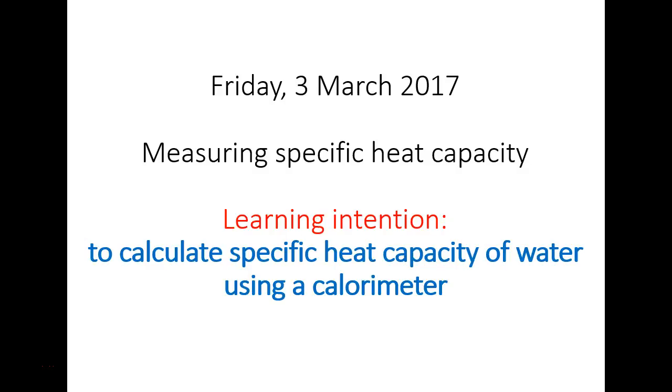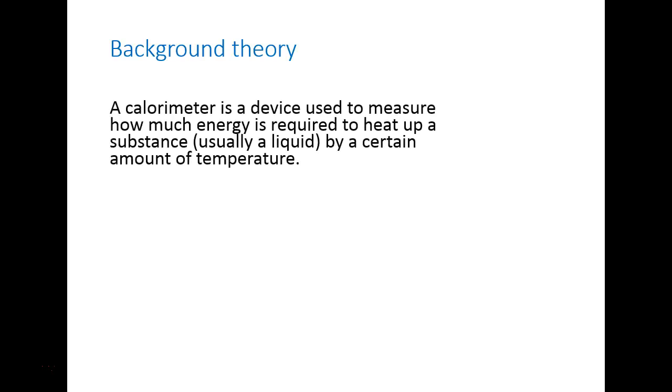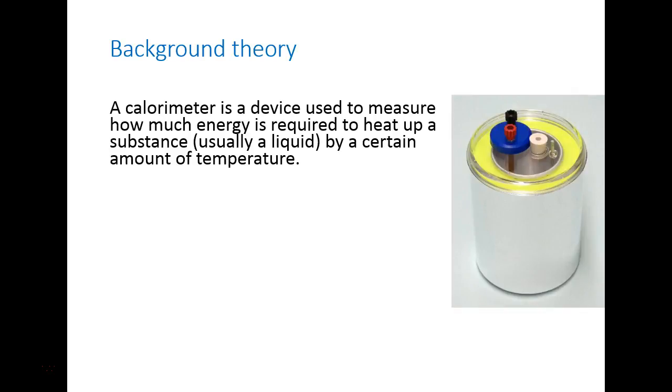Hi everyone. In today's lesson, we are going to calculate the specific heat capacity of water using a calorimeter. So first, some background theory. A calorimeter is a device used to measure how much energy is required to heat up a substance by a certain amount of temperature. Usually the substance is going to be liquid, so it can be water or alcohol or oil. If you remember what we used in class, this is a calorimeter.